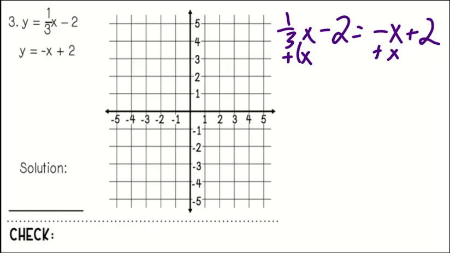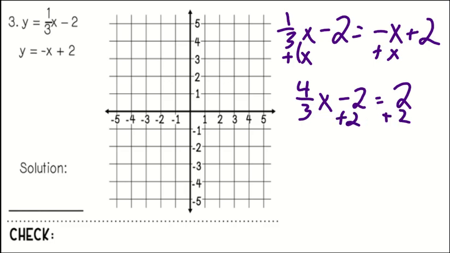I'm going to make that improper, though. So 4/3 x. Doing math later on in the equation, an improper fraction is going to be easier to work with than a mixed number, okay? So that's why I did it that way. Minus 2 equals 2 is all that's left on the right side. Do opposite. So we got 4/3 x equals 4.